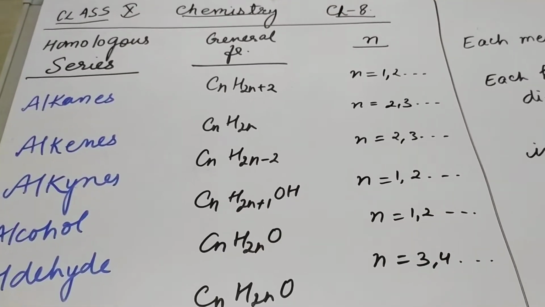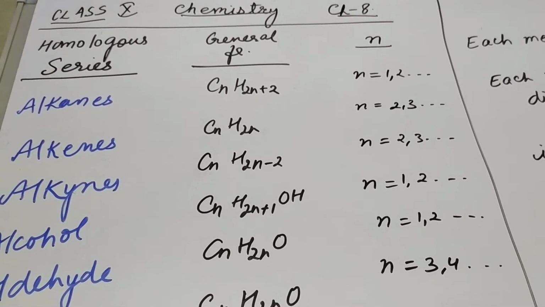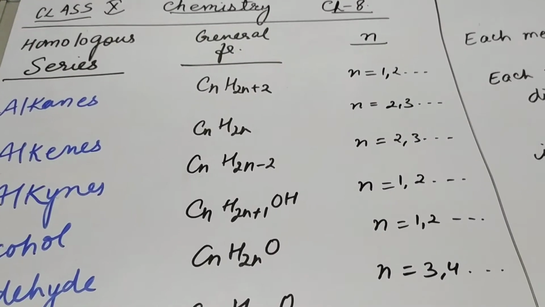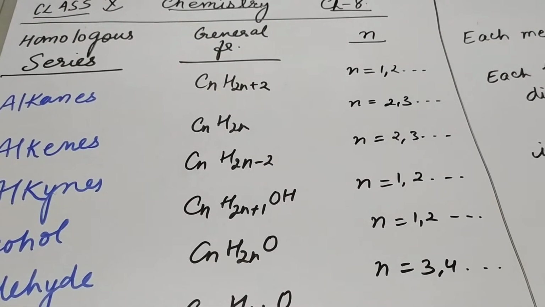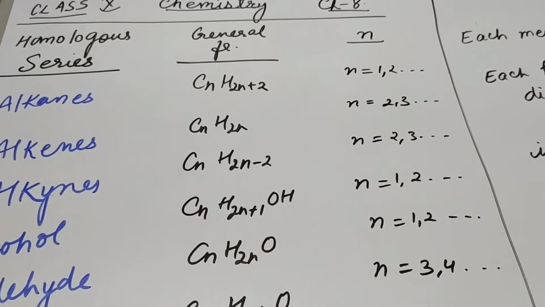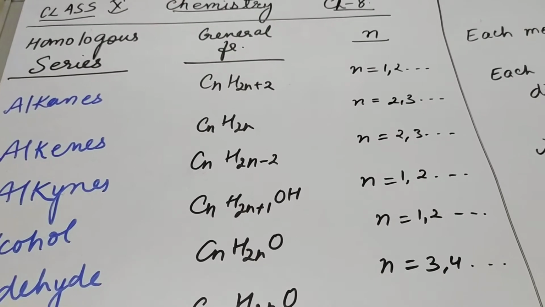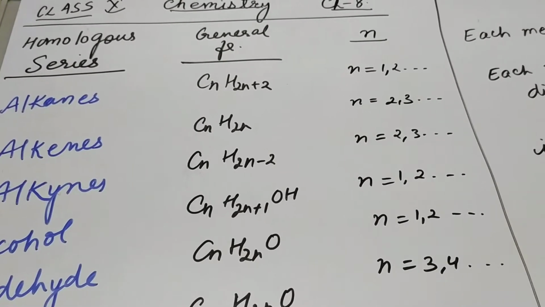Dear students, this is class 10th chemistry chapter 8. We were dealing with homologous series. Now in this video we'll deal with the general formula of the 10 homologous series and the starting value for the n for each of the series.